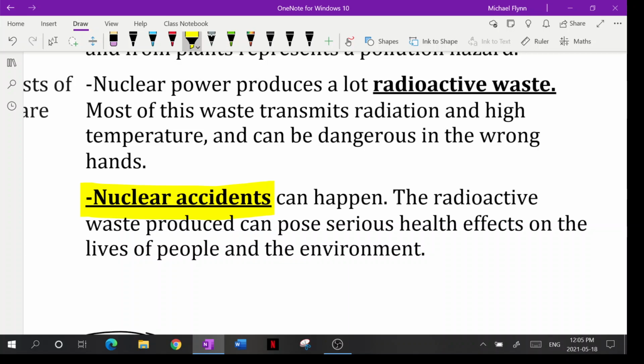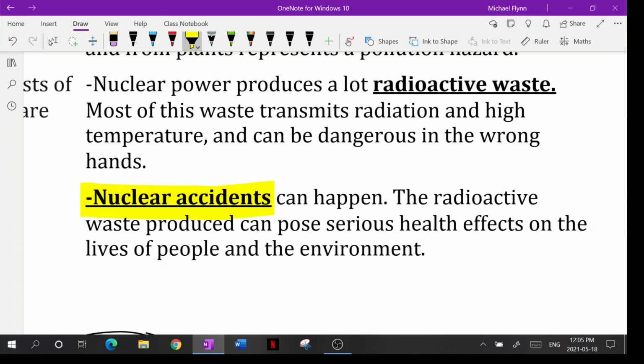But look at the Fukushima plants that were in Japan. They had a tsunami, and that was really bad for the reactor there. But maybe not such a good idea to build a nuclear reactor along fault lines, in an area that might be prone to a tsunami. Not such a good idea.